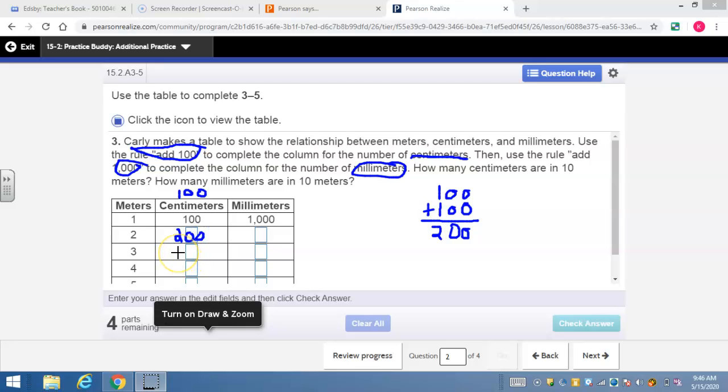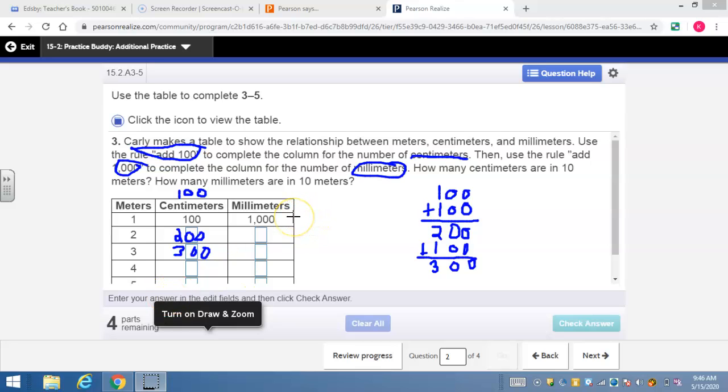What would be my next one? If I add 100 to 200, what would be my sum? That's right, it would be right here, 300. Okay, so you see the pattern? 300, okay, 400, and so on.